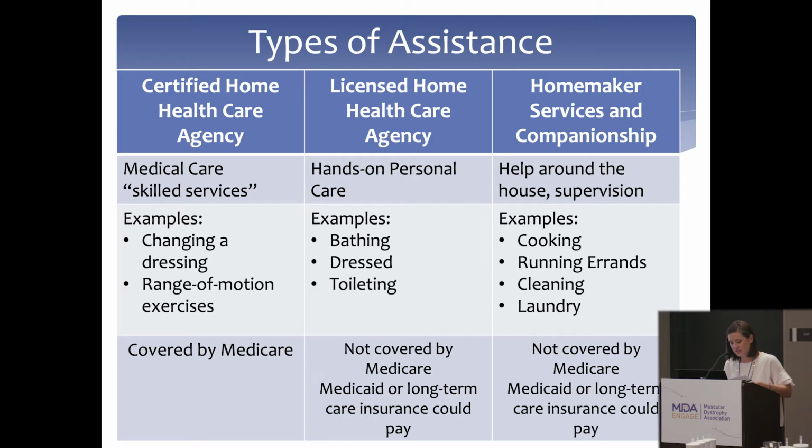These types of services are on the front page of the worksheet that we looked at, okay, under housekeeping and companionship. So the entire first page would fall under this column, okay? It's cooking, it's running errands, it's cleaning, doing some laundry. These services are not covered by Medicare. It could be covered under Medicaid or, again, long-term care insurance. Okay, so that was a lot of information. We'll break it down a little bit more.